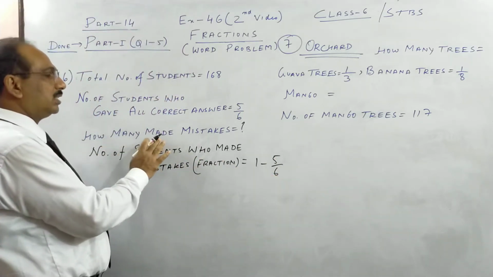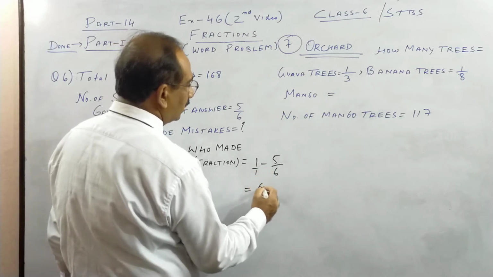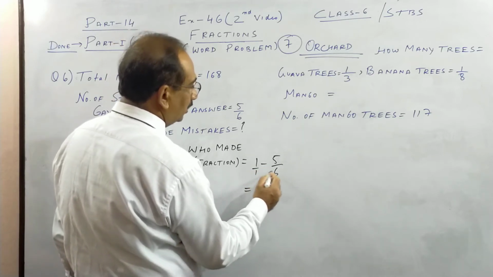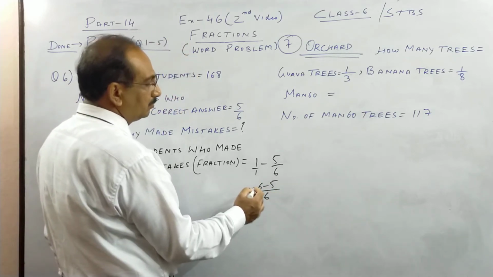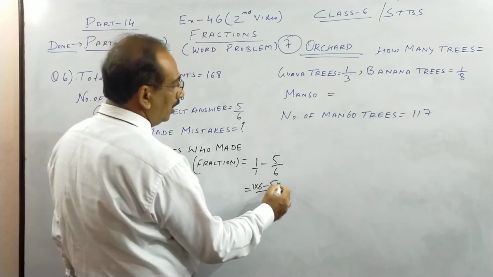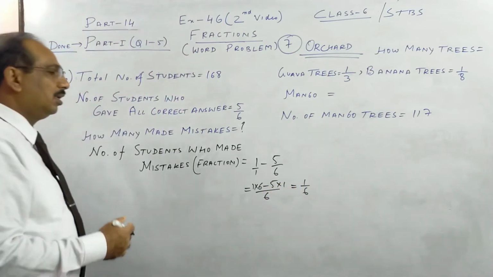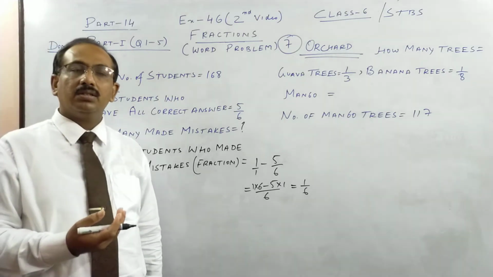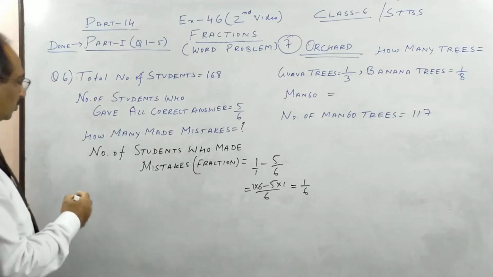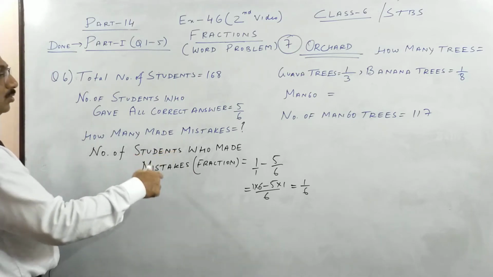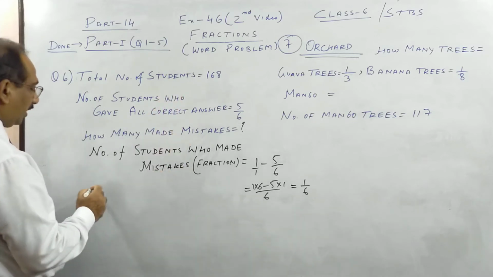So one or more mistakes are made by, if you take LCM, children, this is 6 minus 5 over 6. 1 and 6 are 6 if you take LCM. So 1 will go 6 times, and 5 will go 1 time. So I get 1/6 of the children. It means if there are 6 children, then 1 made a mistake. So finally I want it in numbers, not as a fraction.